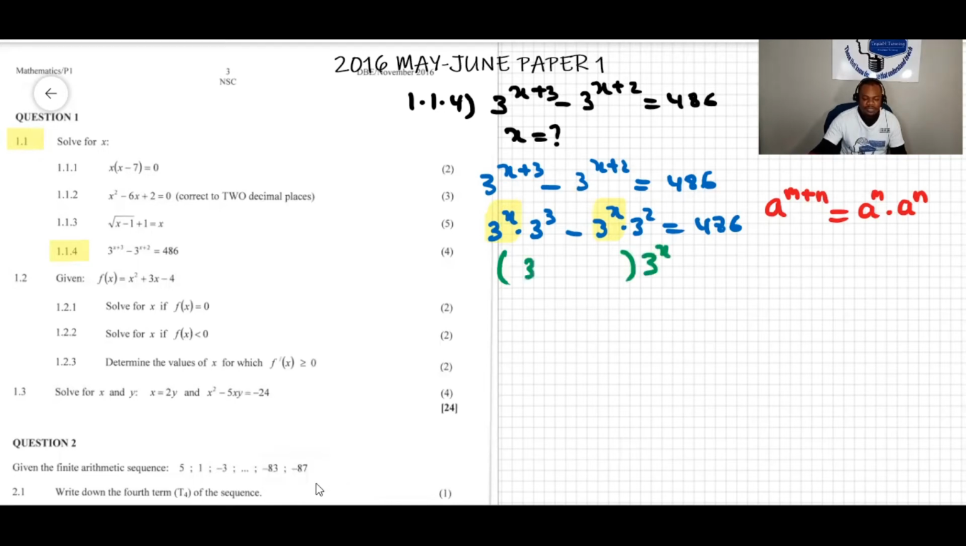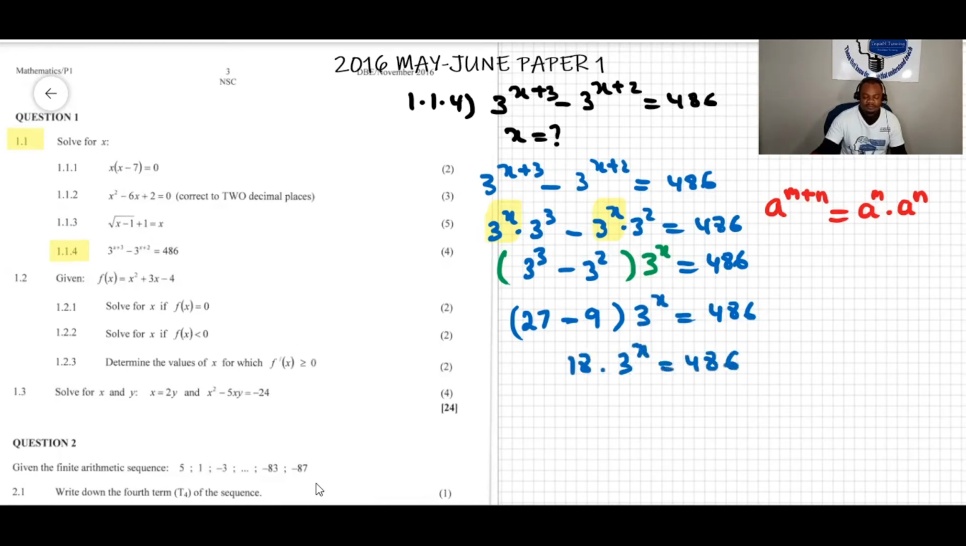Over here, we will have 3 to the power of 3 minus 3 to the power of 2, equal to 486. And then 3 to the power of 3 is 27, minus 9, times 3 to the power of x equal to 486. Now, all this makes 18 times 3 to the power of x equal to 486. Now, it's a product here, so we can solve if we divide both sides of the equation by 18.